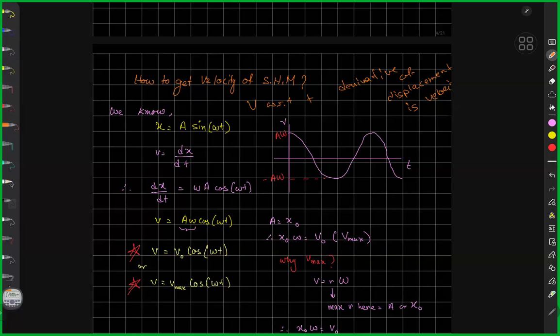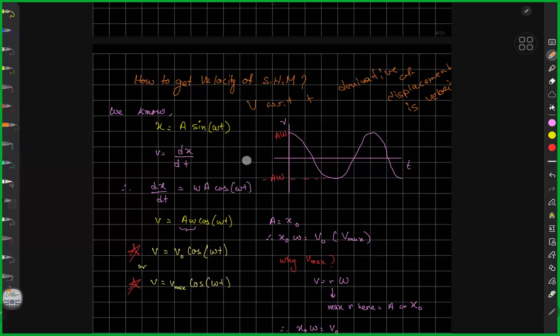Very simple. I started the conversation by asking, do you know that the derivative of displacement is velocity? You said yes, so you have that prior knowledge. I will take a derivative of the displacement equation, and I will find velocity with respect to time. Velocity is dx by dt, change in distance by change in time, right? v is d by t.